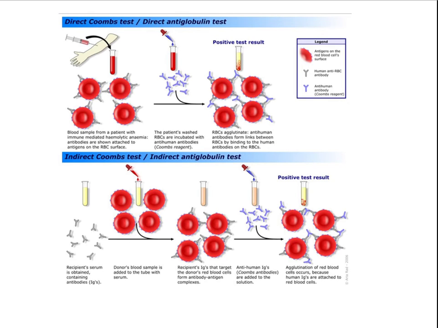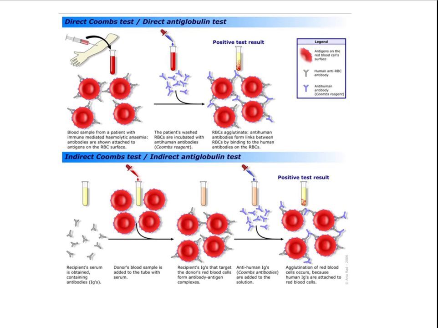So here is a diagram that explains the different techniques for the agglutination test. The first one is the direct Coombs test, and the second one is the indirect Coombs test. For the direct Coombs test, you can see that we obtain a blood sample from a patient who, for example, has immune-mediated hemolytic anemia, which means that the antibodies are attached to the antigens on the red blood cells. Then, after getting the sample from this patient, we add the anti-human globulin to the washed patient sample that we have obtained.